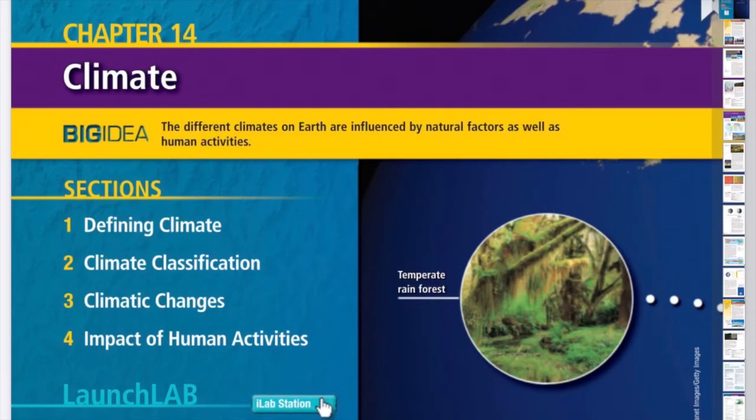Chapter 14, Climate. So the big idea for this chapter is that the different climates on Earth are influenced by natural factors as well as human activities. So we have natural factors, we do have human activities that influence climates.